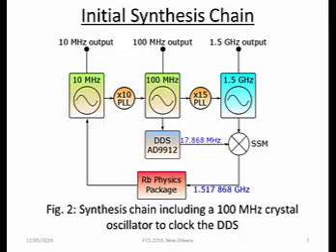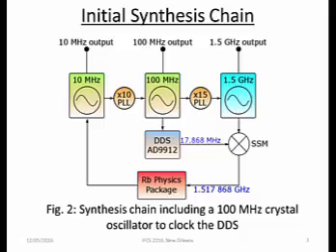Now, initially, when we started working on the local oscillator, we envisioned a system which would have three different oscillators: a 10 megahertz crystal oscillator, a 100 megahertz crystal oscillator, and a 1.5 gigahertz DRO, all phase locked together so we can get the optimal phase noise from all of them.